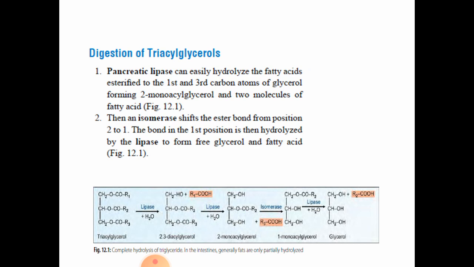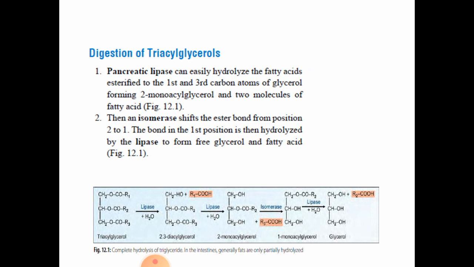Next, you need to explain the digestion of triacylglycerols. Triacylglycerols, with the help of pancreatic lipase, hydrolyze the fatty acids esterified to the first and third carbon atoms of the glycerol, forming 2-monoacylglycerol and 2 molecules of fatty acids. Then it undergoes isomerization with isomerase enzymes, which shifts the ester bond from position 2 to 1. The bond in the first position is then hydrolyzed by the lipase to form free glycerol and fatty acids.